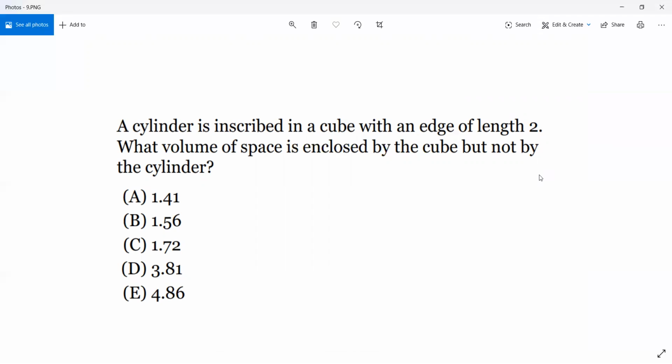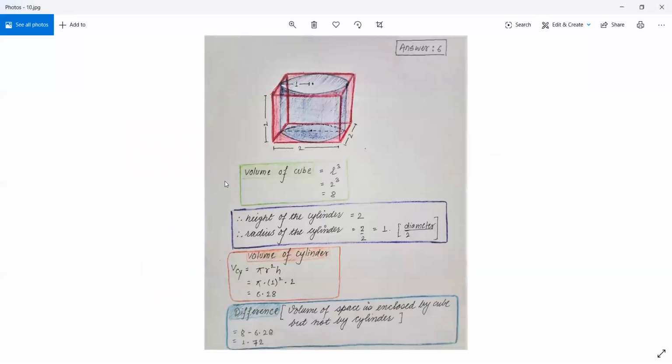So here is another question: a cylinder is inscribed in a cube with an edge of length 2. What volume of space is enclosed by the cube but not by the cylinder? Your options are 1.41, 1.56, 1.72, 3.81 and 4.86. So here's the question.